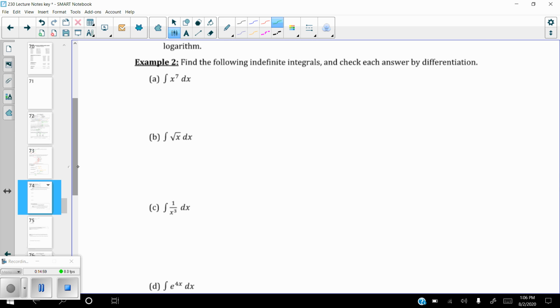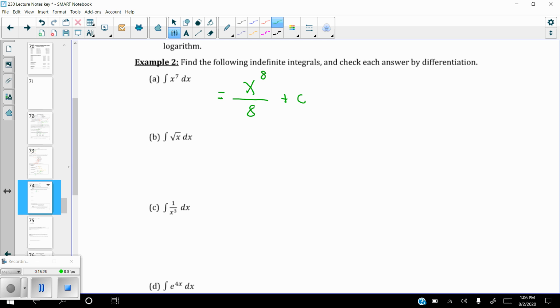Okay, so let's find the integral of x to the 7th dx according to our rules. This is just a regular power rule because it's an x base raised to a constant. So we just simply add 1 to the constant. So that'll be x to the 8th. And then you divide by the new exponent, which is 8, plus c.